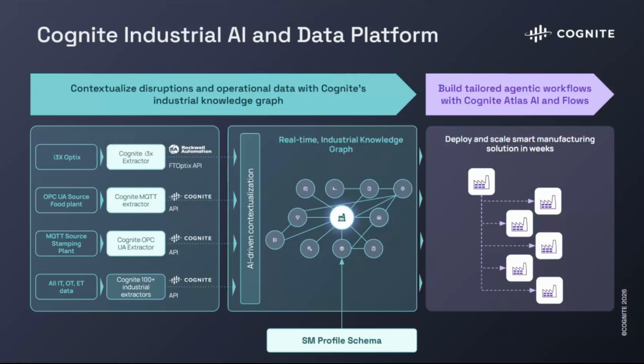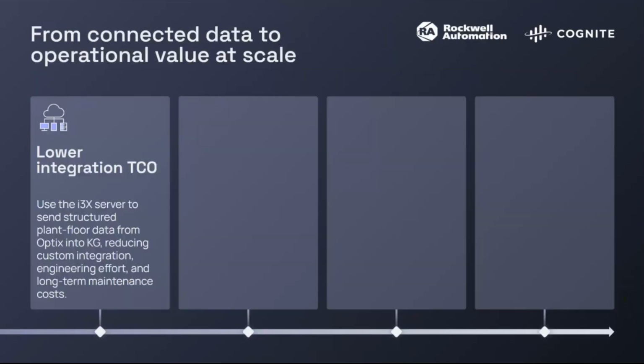This is the power of Cognite Data Fusion, Atlas AI, and Cognite Flows, turning complex multi-plant data into grounded AI insights, rapid root cause resolution, and closed-loop execution, all in a single workflow. By uniting FactoryTalk Optics with native i3X, it creates an open edge foundation that lowers integration TCO and engineering effort, streaming structured edge data directly into Cognite's knowledge graph without costly middleware or custom code.